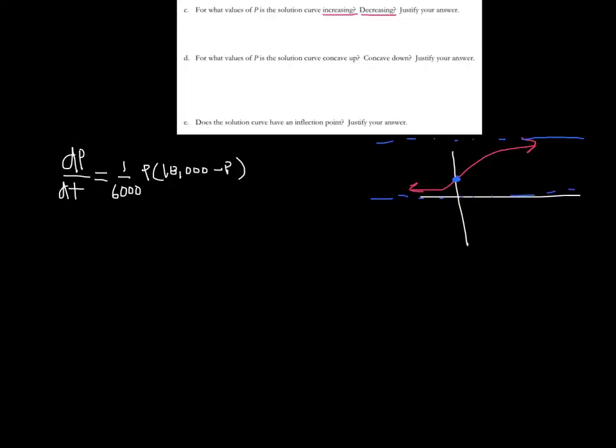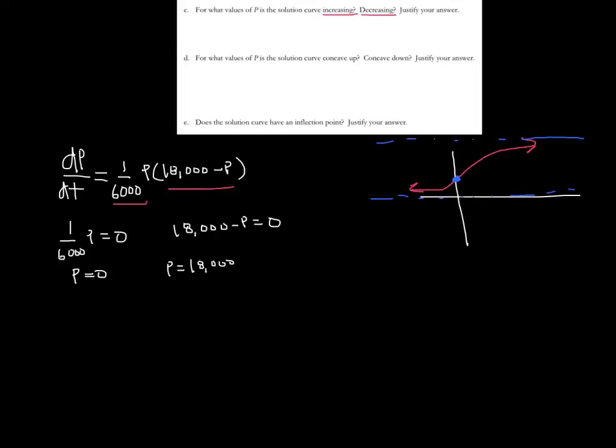All right, now, how do we get critical points? We get critical points by setting the derivative equal to 0. So when we set the derivative equal to 0, we get 2 critical points. Well, let's just do it. 1/6,000 p equals 0. That's the first factor. And then you set 18,000 minus p equal to 0. And you get 2 critical points: p equals 0 and p equals 18,000.